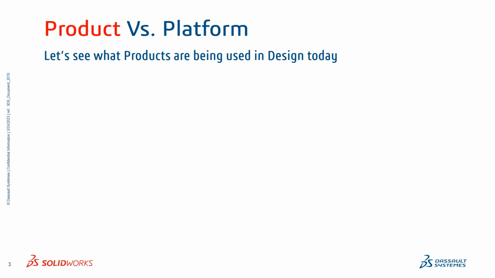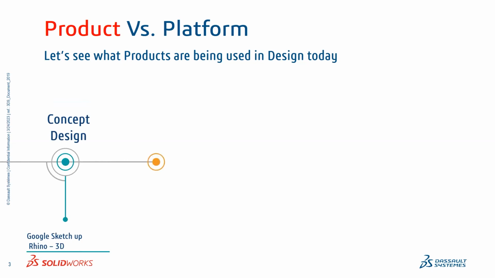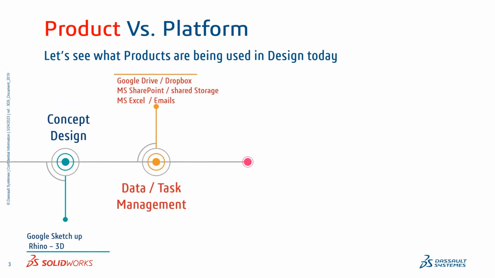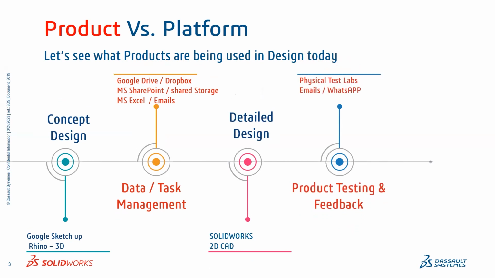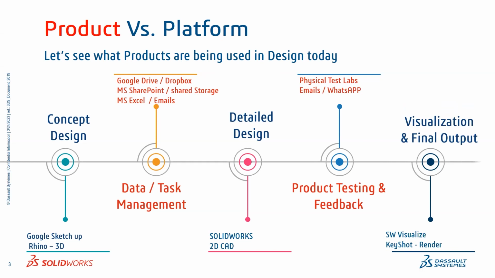Let's see what products we are using in our day-to-day life in the design industry today. For concept design and sketching, we have Google SketchUp doing the task. For data management, we have MS Excel, Google Drive, maybe emails where you can share. For detailed design, if you think 3D CAD, you have SolidWorks, and you have 2D CAD. For product testing and feedback, you have physical test labs, emails, maybe WhatsApp, etc. And finally, when marketing comes into play, photorealistic renderings of the products you are designing in your product development phase are very important, because they enable you to reach the markets faster. For visualization and final output, we have SolidWorks Visualize or other 3D rendering software in the market.